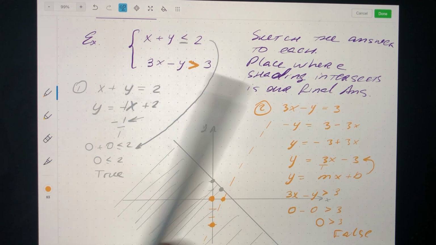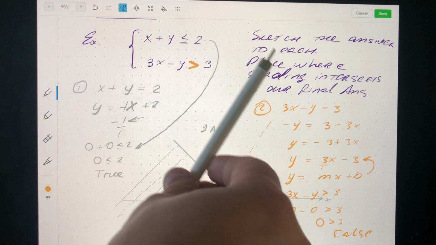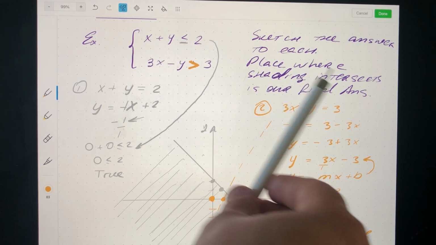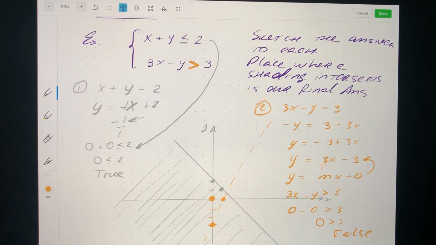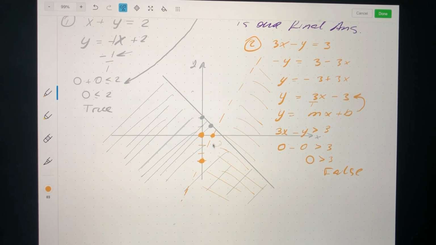And that means that this is not the side where the answers are. So looking at this line, this side is not the answer. It's the other side. This side is the answer. So we shade that side. Now the final result is the place where both our shadings intersected. We can see that this place is here, and this is the final answer.